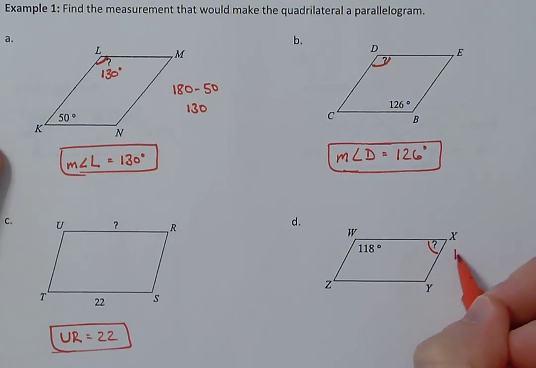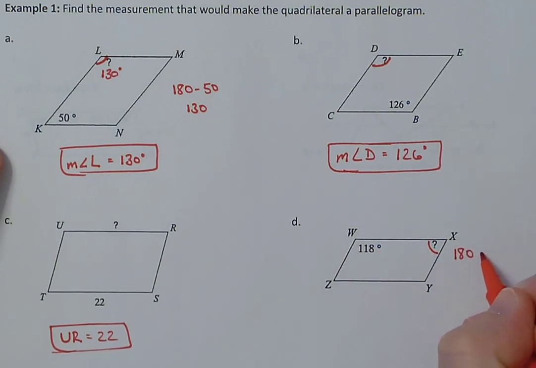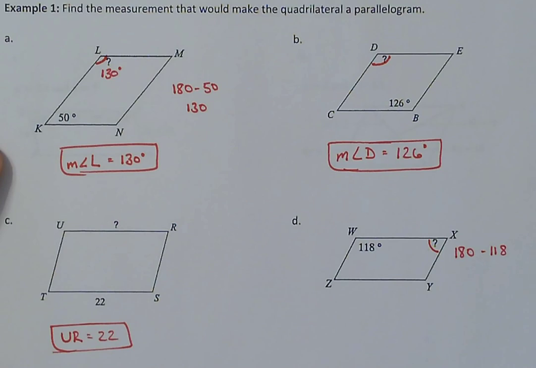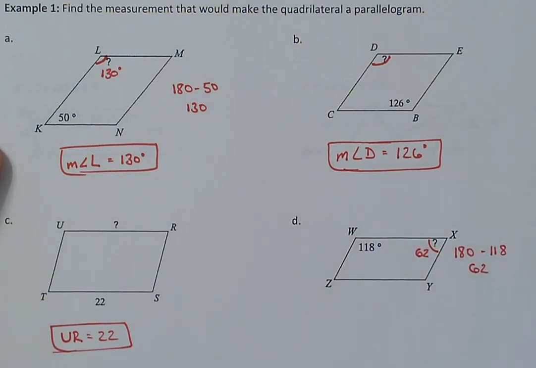So we're going to take 180 and subtract what we know W is, 118, to figure out what X needs to be. So if we do 180 minus 118, we get 62. So that means the measure of angle X needs to be 62 degrees. And that is going to be our answer for part D. And that is all that we have to do for example 1.